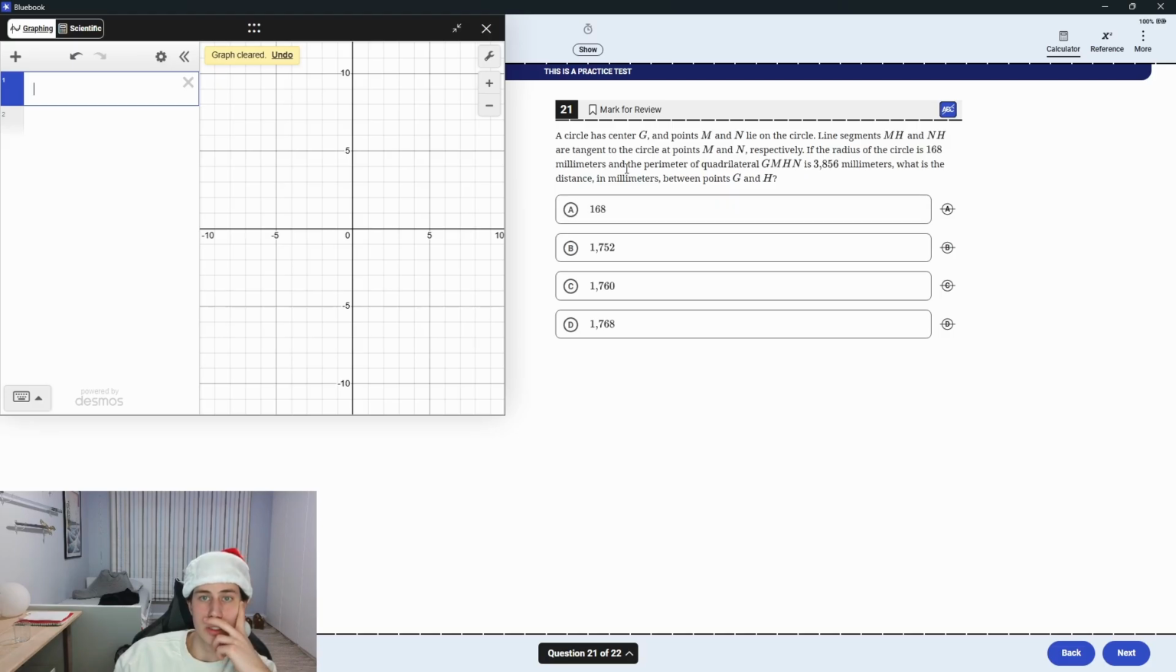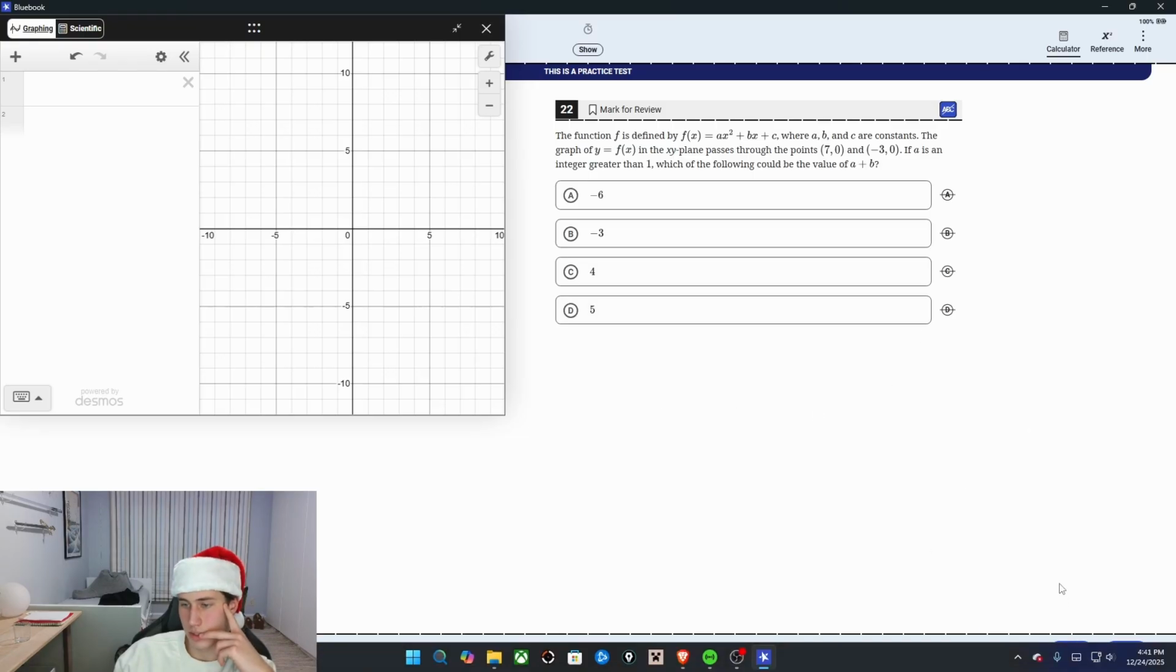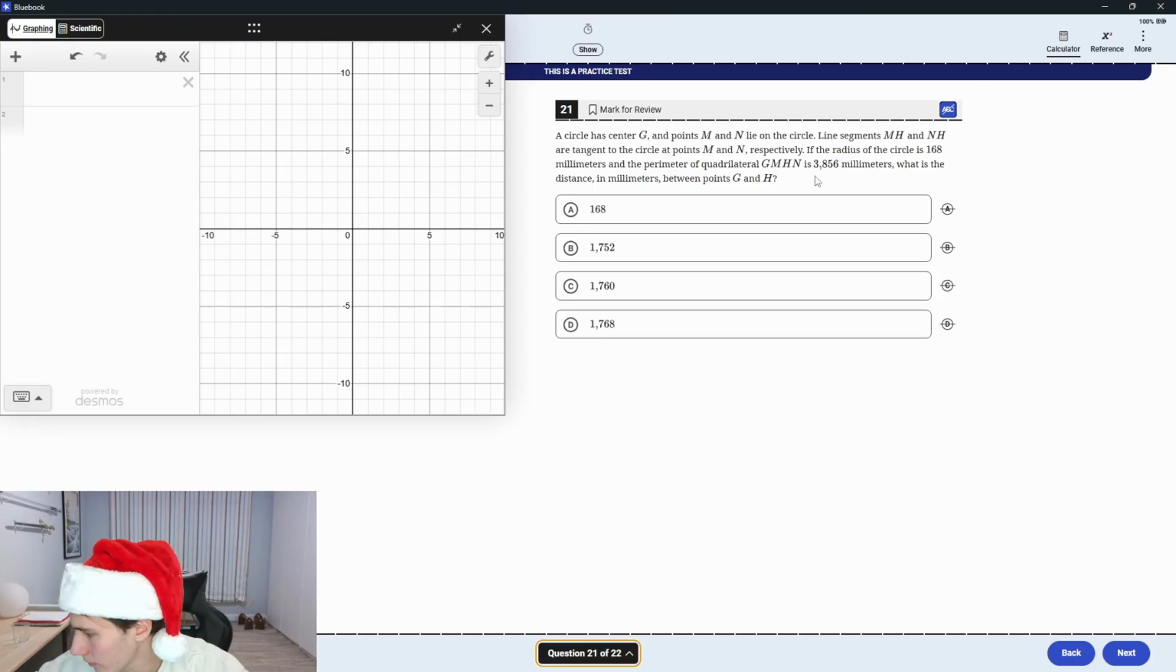A circle has a center G, points M and N lie on the circle. This is a harder question, so let's come back to this one. Actually, no. Let's start with that one. So, we know it's a circle, and points M and N lie on the circle. Line segments MH and NH are tangent to the circle at points M and N respectively. If the radius is 168 millimeters, and the perimeter of the quadrilateral is 3,856 millimeters, what is the distance between points G and H? Alright, sorry, let's continue.